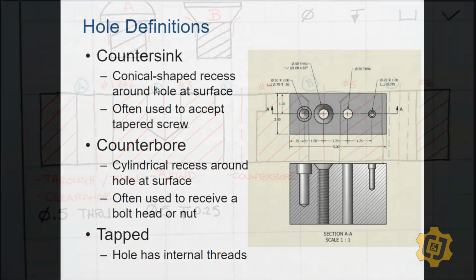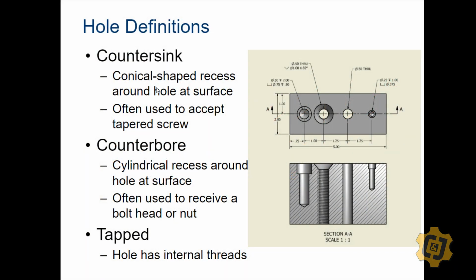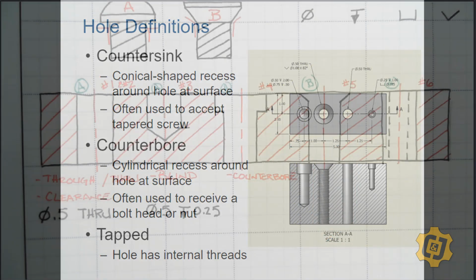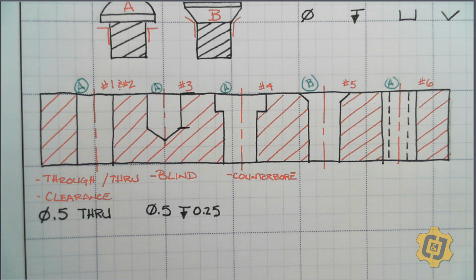A counterbore has a cylindrical recess around the hole at the surface. It's often used to receive the head of a bolt, or if on the other side, the nut of the bolt. It has to get identified with a lot more information because there's more stuff here. The first thing I always want to identify is the actual hole itself, and it's going to be identified in the same way. So it's going to be identified as a diameter and through, or a diameter and a depth, depending on whether it's a counterbore that's through or a counterbore that's blind.